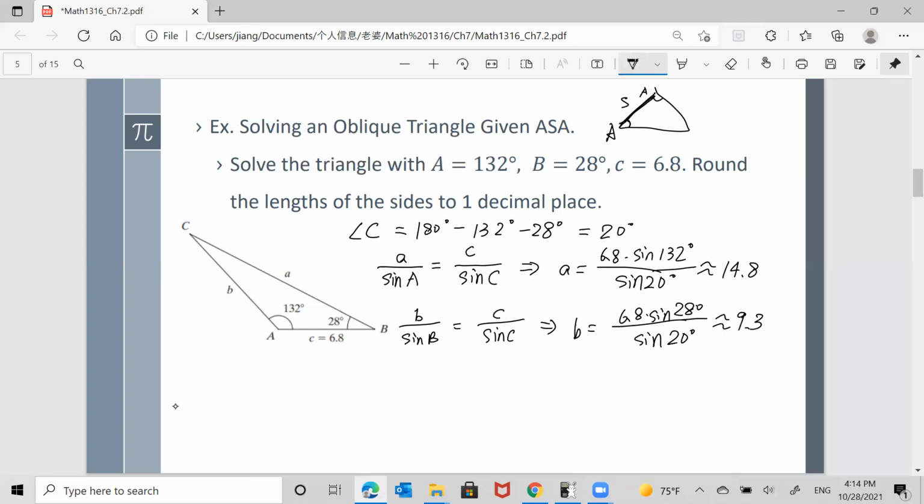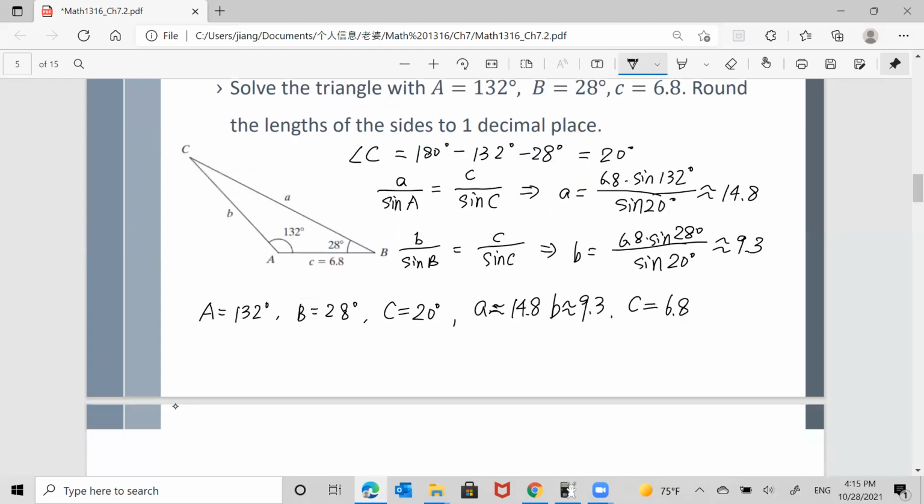So write down the summary. That's A equals 132 degrees, B equals 28 degrees, C equals 20 degrees. Lowercase a is about 14.8. b is about 9.3. c equals 6.8 because this is given information. Okay, let's move on to see the next part.